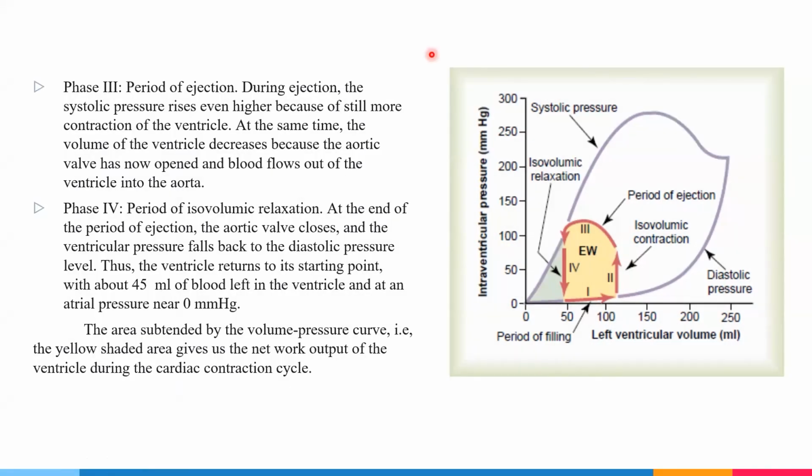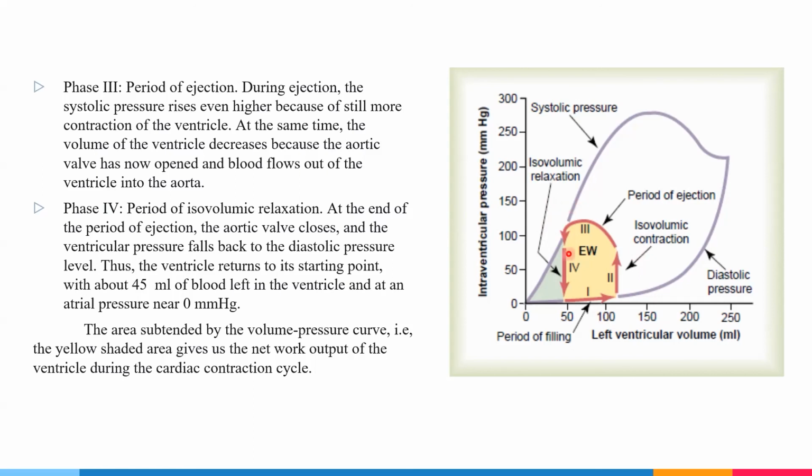Opening of the aortic valve brings us to the third phase in the cardiac cycle, which is the period of ejection. During ejection, the systolic pressure rises even higher because of still more contraction of the ventricle. At the same time, the volume of the ventricle decreases because blood has started to flow through the aortic valve into the aorta. So we have a movement towards the negative side of the x-axis, which indicates the ejection of blood, while the pressure still increases.